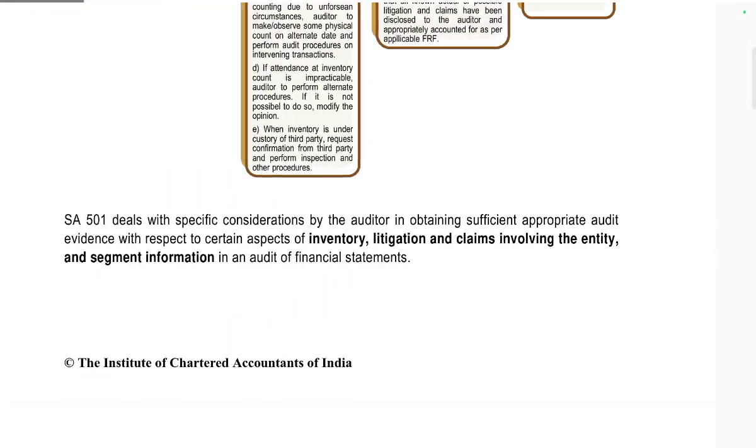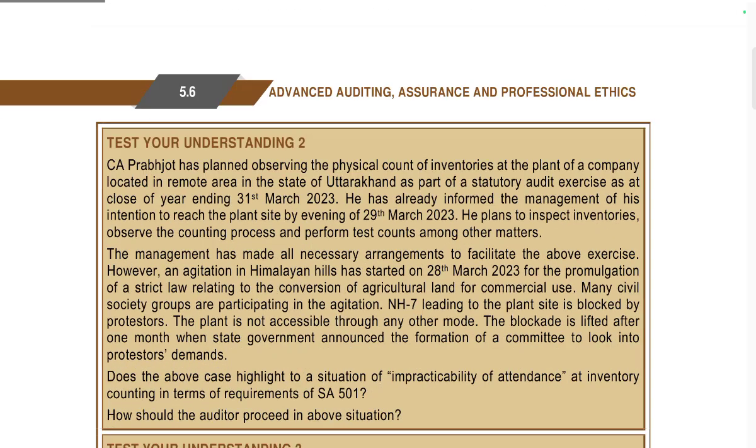SA 501 deals with specific considerations of the auditor to obtain sufficient appropriate audit evidence with respect to certain aspects: inventory, litigation and claims involving the entity, and segment information, in an audit of financial statements.